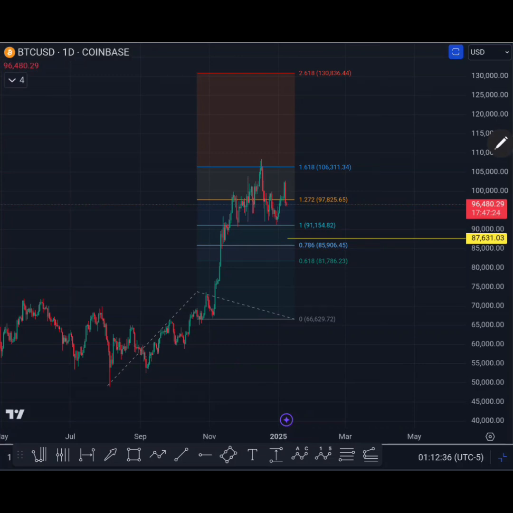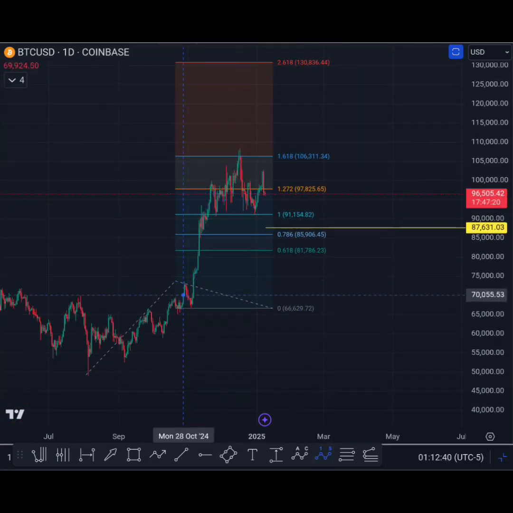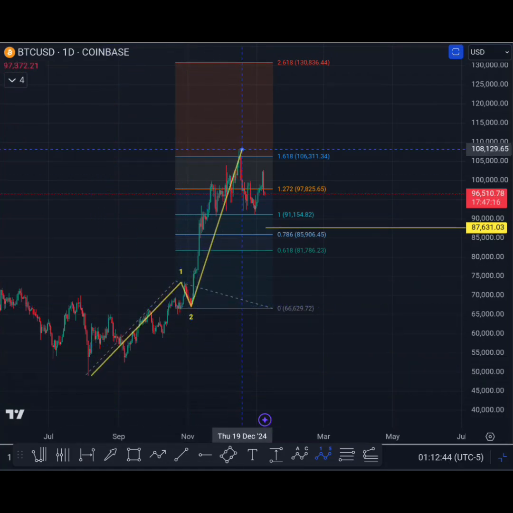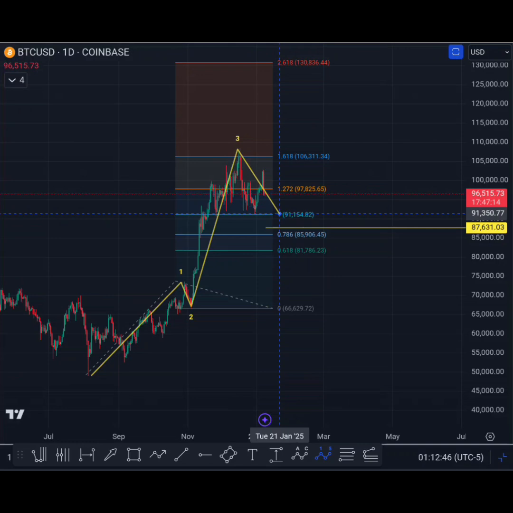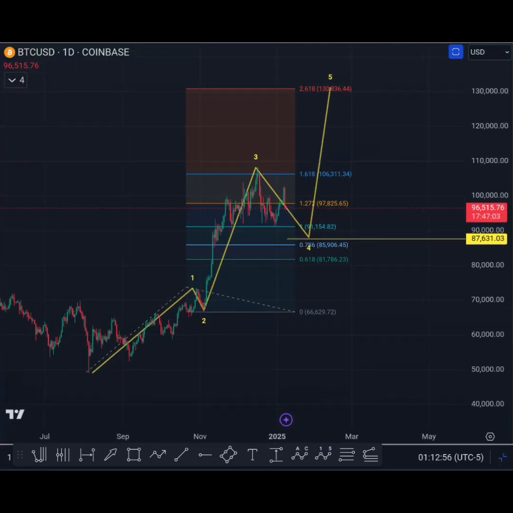So let me label that for you. Looking something like this. 1, 2, this would be 3. 4 is somewhere in this area, but I suspect it's probably down here. And then you have a shot up for wave 5. This is in linear scale, not log scale, because that's the way I do my Elliott wave counting.